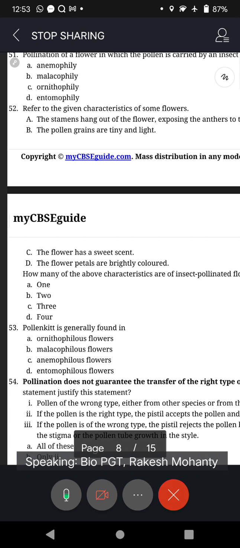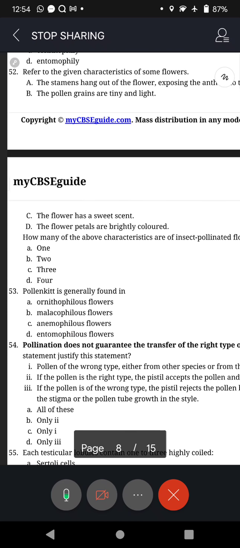Insect pollinated. Yeah, let me read that. Insect pollinated flowers produce nectar, honey, which attract the pollinators for feeding. Some flowers produce edible pollen grains, and flowers are fragrant. Fragrant means nice smell, and emit scent and odor. These are brightly colored. The pollen grains are spiny, heavy, and surrounded by yellow sticky substance called pollen kit. So the answer should be, since it is only two, as our Prasad said.